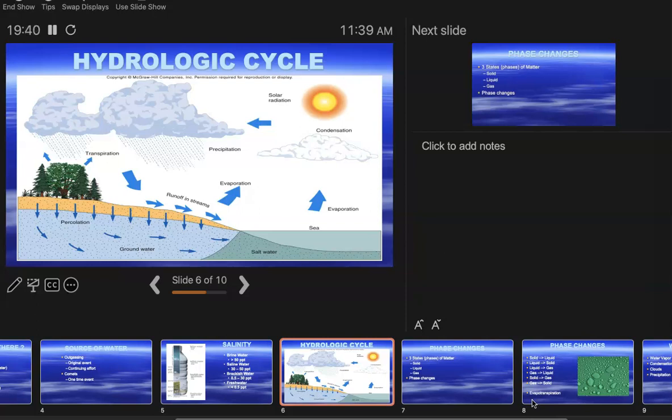And as we change from a liquid into a gas, we have that wonderful term, evaporation. Again, a word you should be familiar with. We're just putting it into a context now. So the water evaporates from the sea and goes up into the atmosphere.